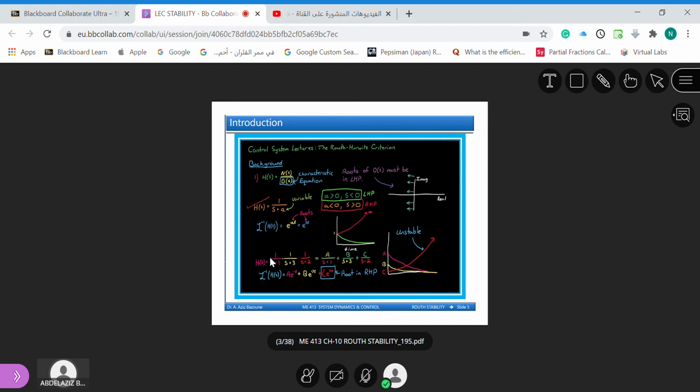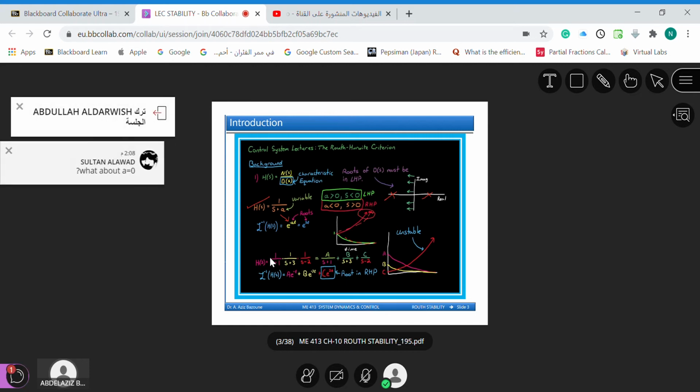and h of s is equal to 1 over s plus a. If a is positive, s will be negative, here on this point. If a is negative, s will be positive, and it will be here. So the left-hand side gives the inverse Laplace transform exponential minus at, which is decaying when a is positive. When a is negative, it will go here, and then it will be unstable.